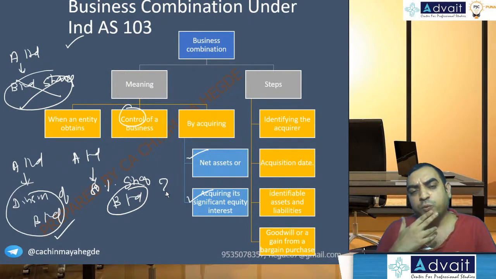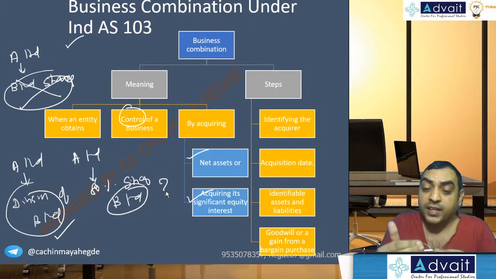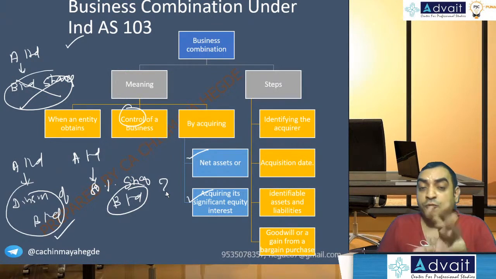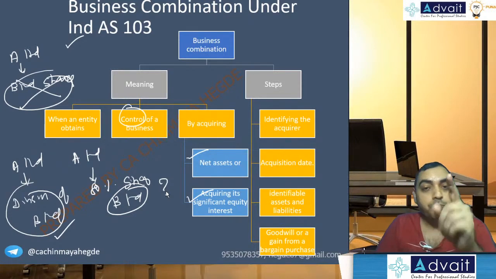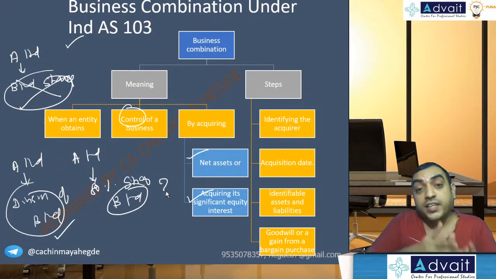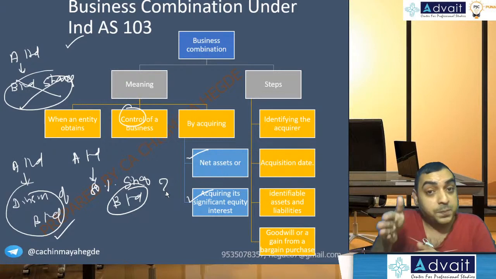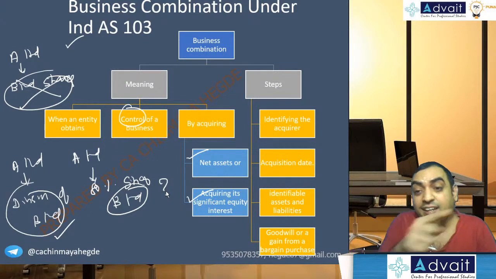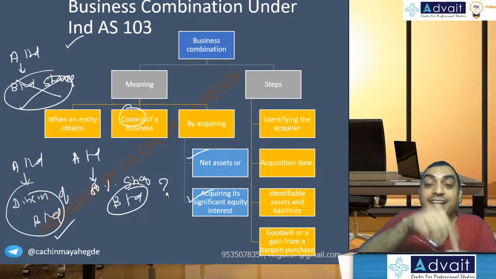Then when will Ind AS 110 apply? Ind AS 110 applies for subsequent measurement, subsequent reporting. For example, on 1st of January 2019, A Limited acquires 80% of B Limited. Ind AS 103. On 31st of March 2020, financial statements are prepared, subsequent measurement, then Ind AS 110 applies. Hope you got the basic clarity. On the date of acquisition, Ind AS 103.